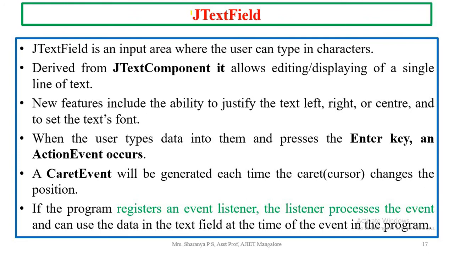Next, what is meant by a text field? A text field is an input area where the user can type any character, which allows the user to enter some information. The corresponding component given by Swing is the JTextComponent. It allows editing or displaying a single line of text. Whenever the user enters some data inside it, and if the user presses the Enter key, then an action event occurs. A caret event will be generated for each cursor movement, and then the corresponding event listener will be called.